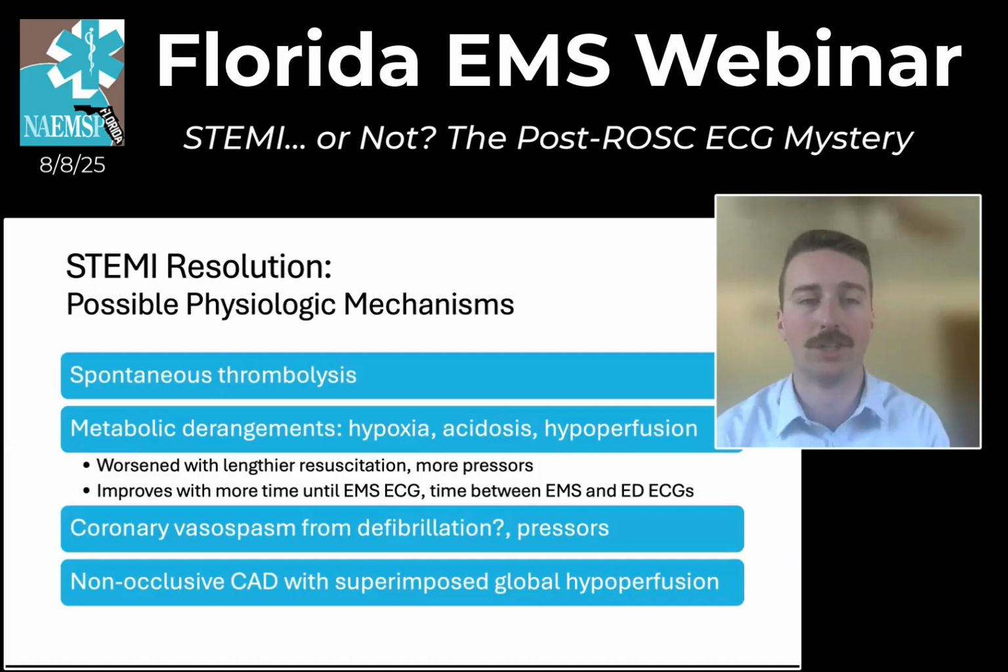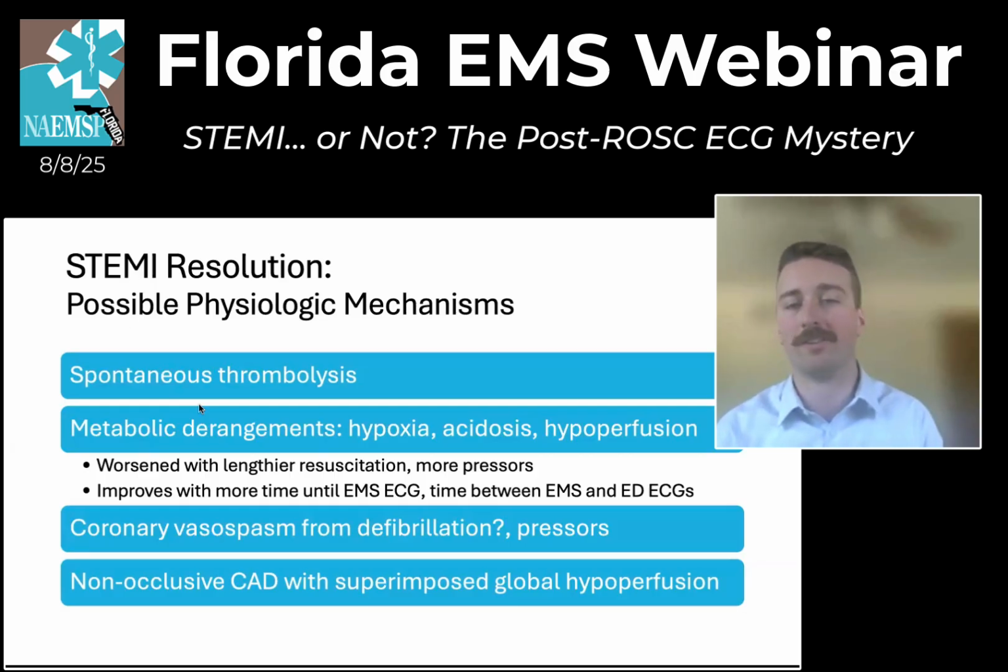ischemia on your EKG. Additionally, it is well described that there are significant metabolic derangements that occur during cardiac arrest: hypoxia, acidosis, significant shock, sort of that global type 2 MI picture. And this is worsened with lengthier resuscitation. Vasopressor medications can lead to coronary hypoperfusion from really clamping down on those arteries, and that may cause more myocardial ischemia. And certainly this would explain some of what we see with time.